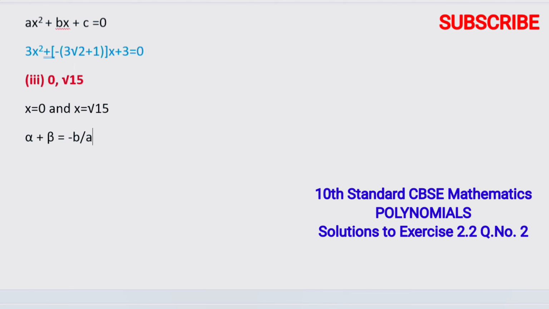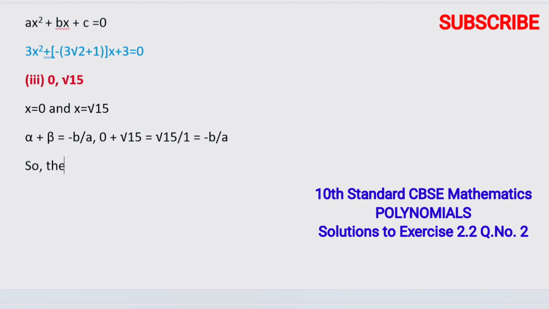Now alpha plus beta equal to how much? 0 plus square root of 15. What will be the answer? It will be square root of 15 only, divided by 1. If no number is there in the denominator, it will be 1. That is equal to minus b by a.